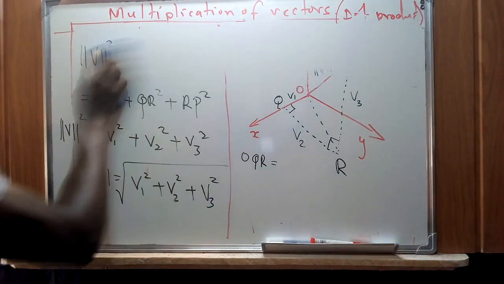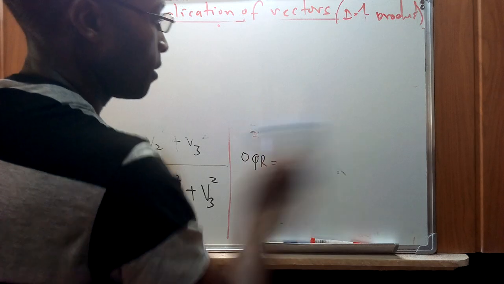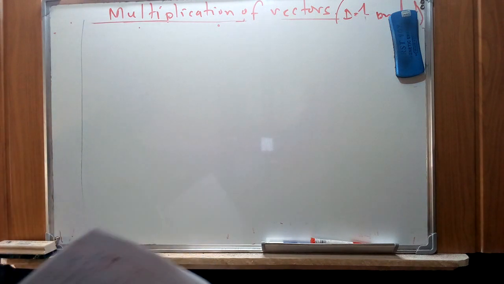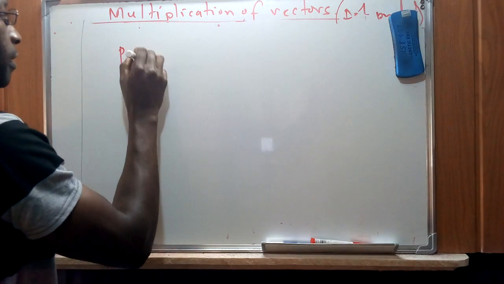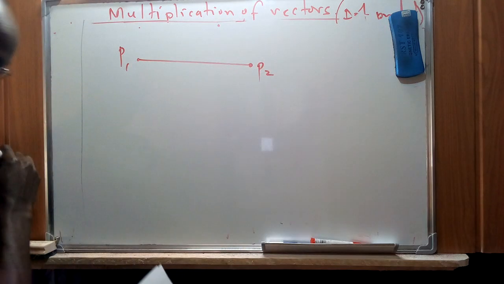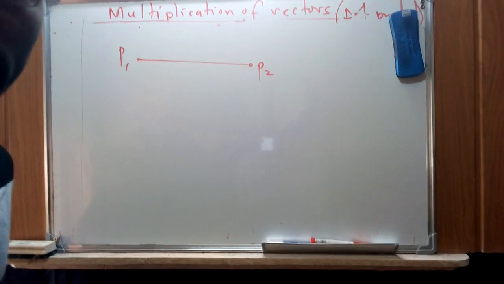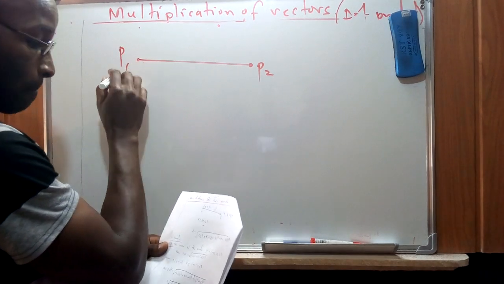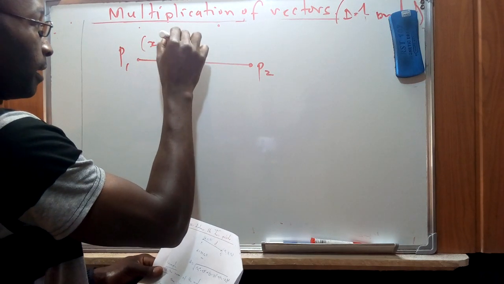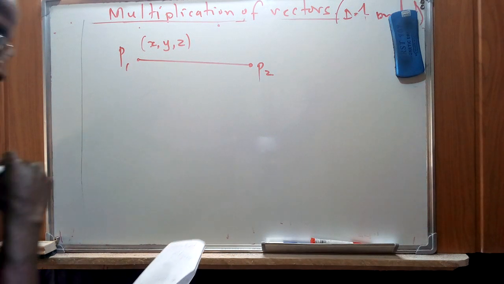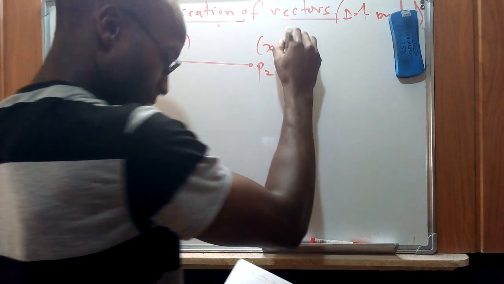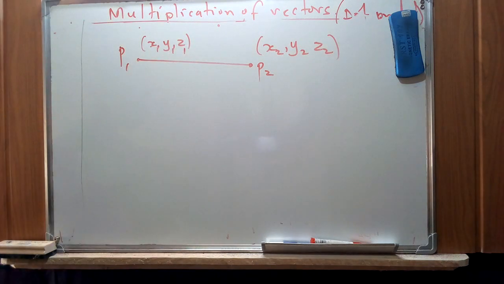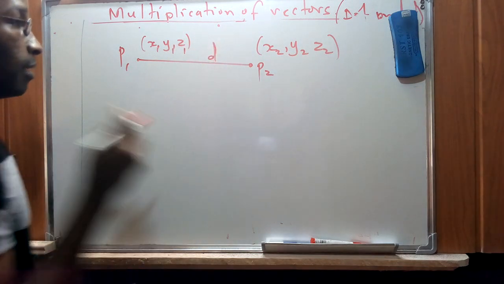Now let's find out how we can generally find the distance between 2 points, given the components of those vectors in the x, y, and z directions. So suppose we have a point P1, and then we have another point P2, which have been described using the components: P1 is x1, y1, z1, and then P2 is x2, y2, z2. And this is the distance between them that has been denoted as d.